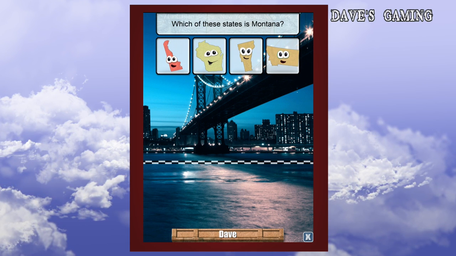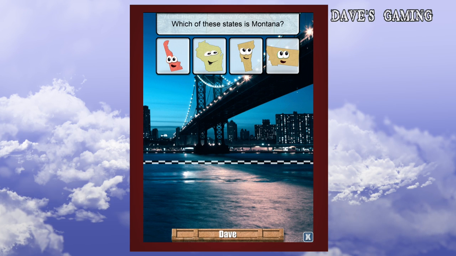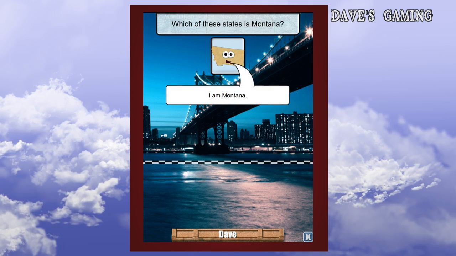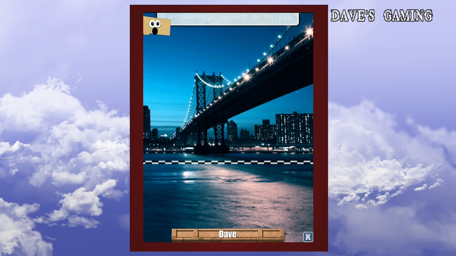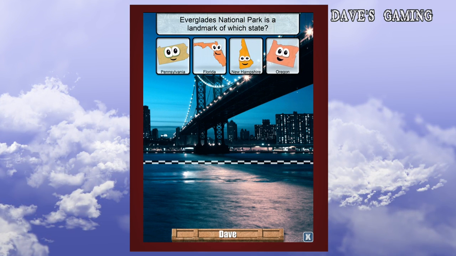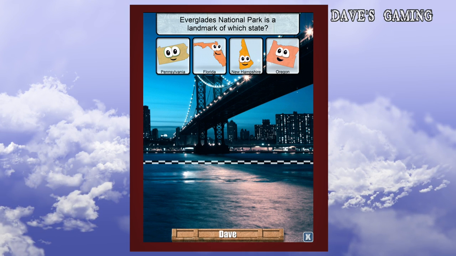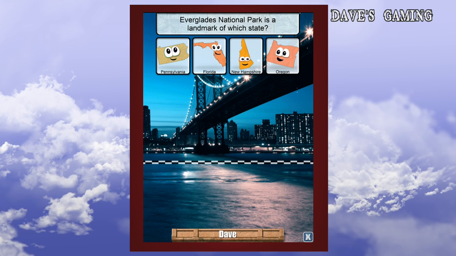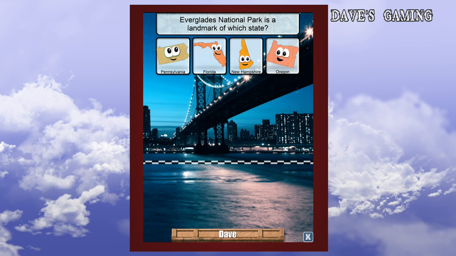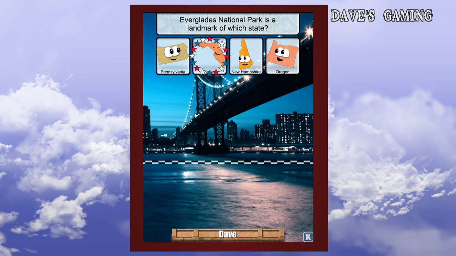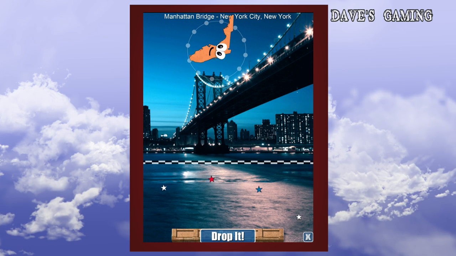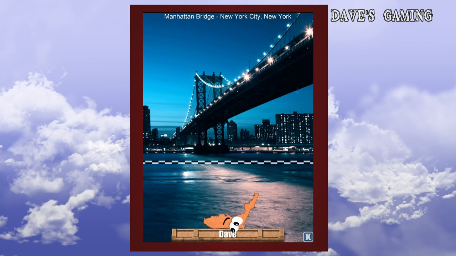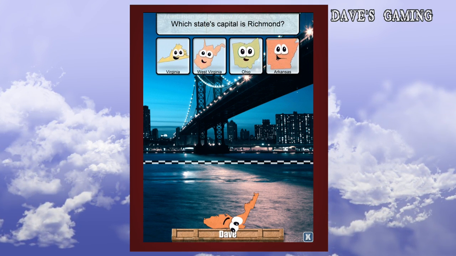Which of the states is Montana? Oh my god. That was a guess. I am Montana. Okay, hello Montana. Goodbye. Everglades National Park is a landmark of which state? Pennsylvania, Florida, New Hampshire, Oregon. I would say Oregon, or New Hampshire? Florida, right guess. You know, I went opposite. Whatever I was guessing, I did the opposite and I came out right. All right, it looks like a gun, Florida.